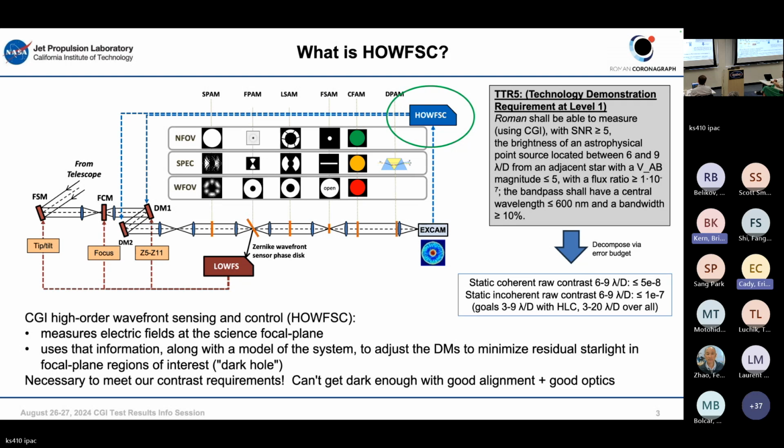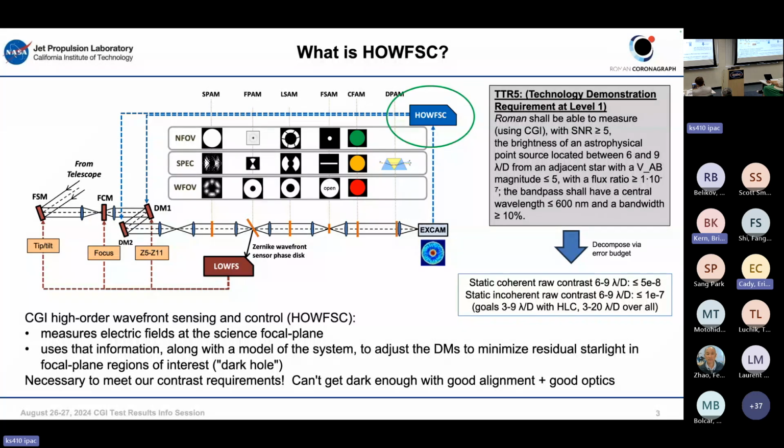And so I have the requirement over here on the right side, the TTR5 requirement. That's at level 1, the one thing we have to do. We did a lot of work decomposing that into lower levels, there's a big error budget, this whole flux ratio noise structure that I'm not going to go into. I'm just going to point at the key numbers at the bottom. If we want to meet the allocations in the error budget, we want to be targeting the coherent part of the raw contrast, the part that we can actually touch with the DMs, to be less than 5e-8, and the incoherent part to be less than 1e-7.